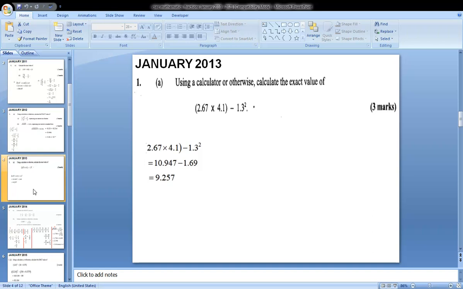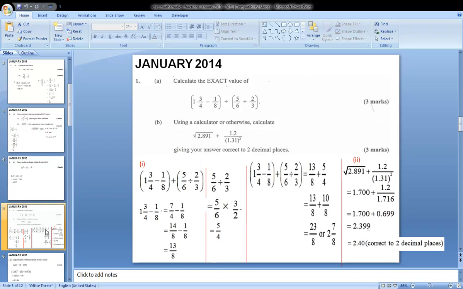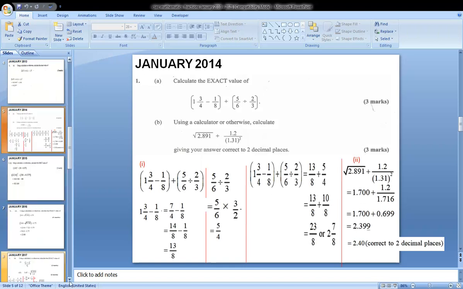So we work out what is in our bracket. When we multiply 2.67 times 4.1, that gives us 10.947, and 1.3 squared, 1.3 times 1.3 gives us 1.69, and when we subtract the 2 we got 9.257. That's our answer. 3 marks for that. Let's move on to 2014, January 2014.